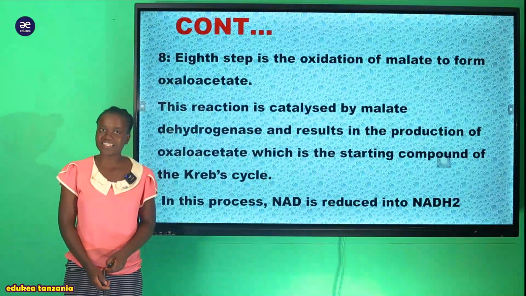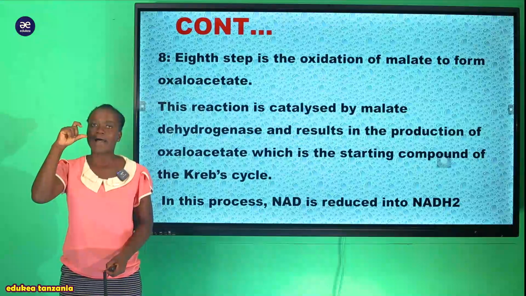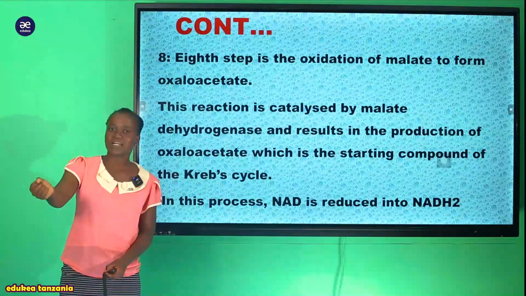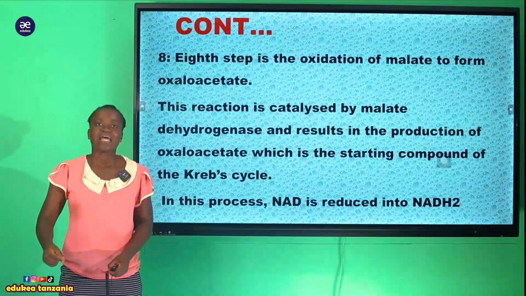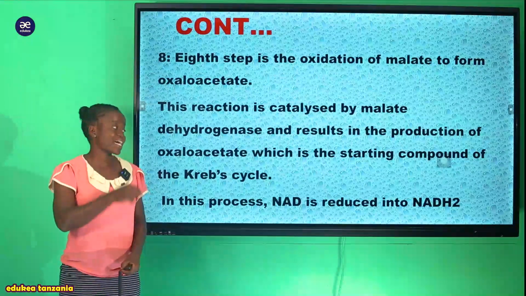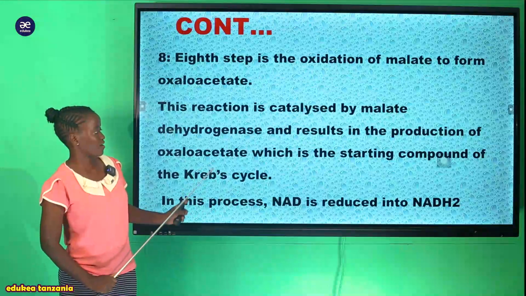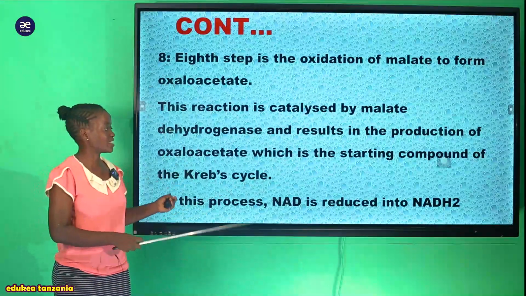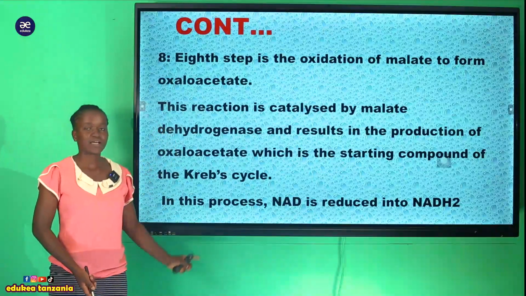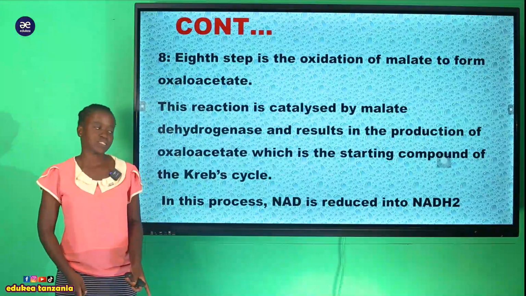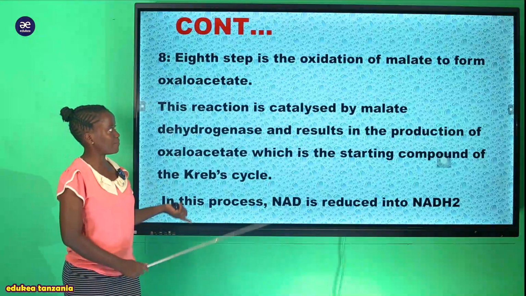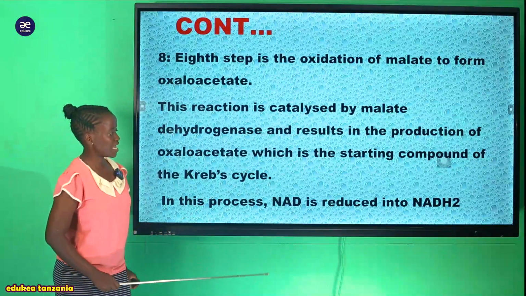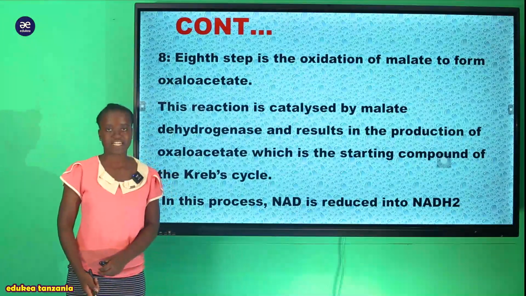And remember, oxaloacetate is just the initial or the starting point of a Krebs cycle. So the process continues. If there is another molecule which can react with this oxaloacetate, for example acetyl coenzyme A, when it meets this oxaloacetate again, the reaction will start again, repeating from the beginning. So in this process, which is oxidation of malate to form oxaloacetate, it involves production of NADH2.